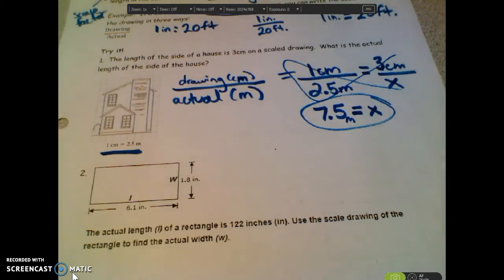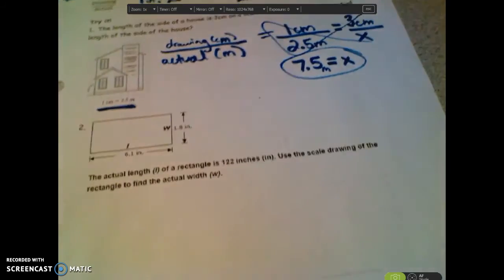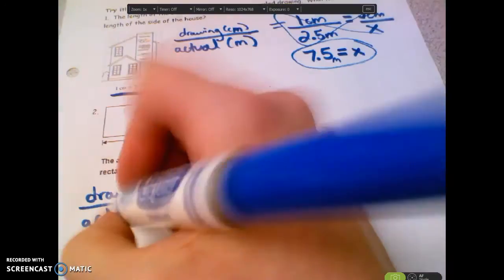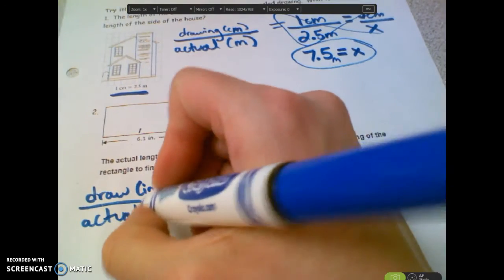All right, question number 2. It says the actual length, L, of a rectangle is 122 inches. Use the scale drawing of the rectangle to find the actual width, which is the W. So what I'm going to do is, again, I'm going to set up the drawing to the real, or the drawing to the actual. And these happen to both be in inches.